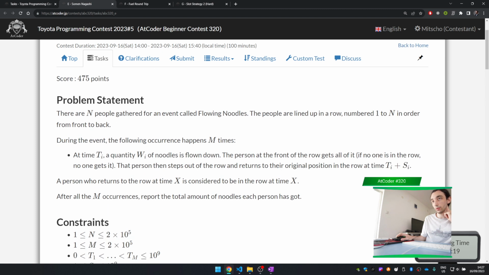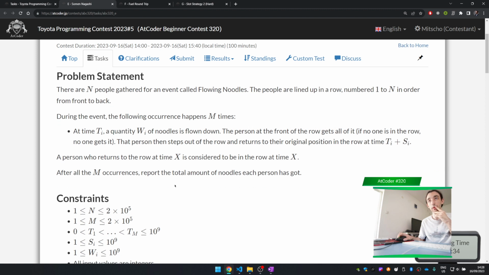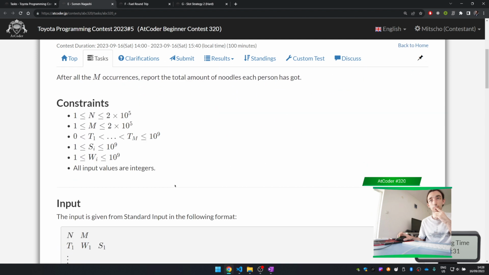A person who returns to the row at time... So there's like a queue or something, from front to back. Then at time t, Vi noodles are flown down, and the person gets all of it. Then the person steps out of the row and returns to their original position in the row at time ti plus si. So it steps out, but then it returns back. The person who returns to the row at time x is considered to be in the row at time x. After all m occurrences, report the total amount of noodles each person gets.